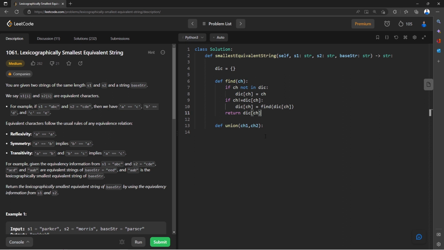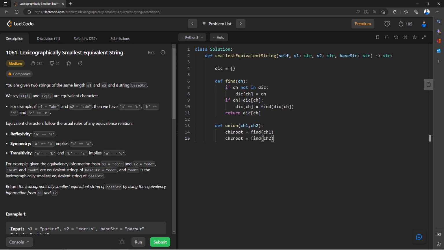Now guys, once it returns that particular character, we are going to find the root of both the characters. So I'm going to say find for ch1 and find for ch2, both the characters. Once I have both the roots, let me write ch1 root, the sound will be clearer, ch1 root. And another one is going to be ch2 root, right? ch2 root.